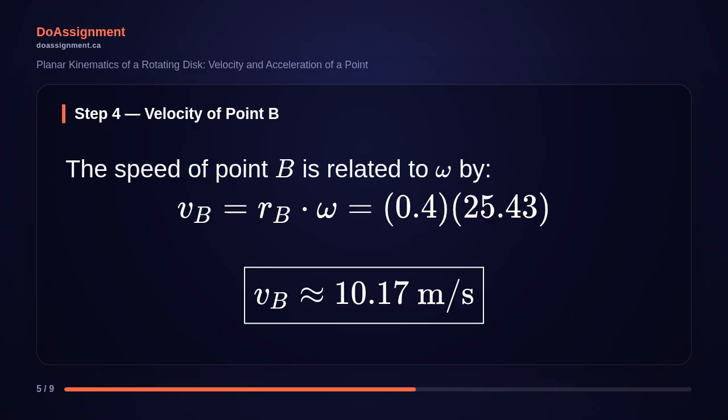The speed of point B equals the radius of B times the angular velocity. That is 0.4 meters times 25.43 radians per second, giving a velocity of approximately 10.17 meters per second.